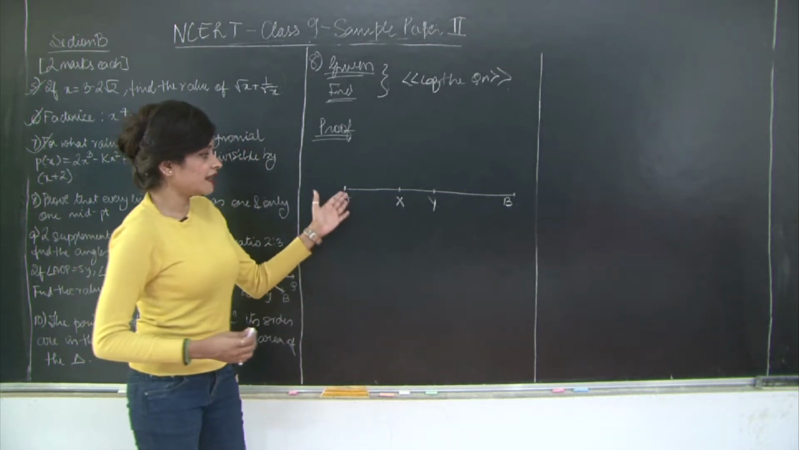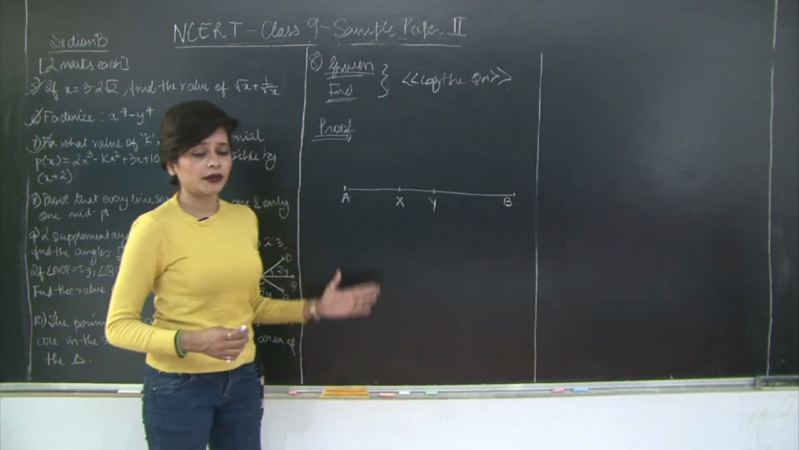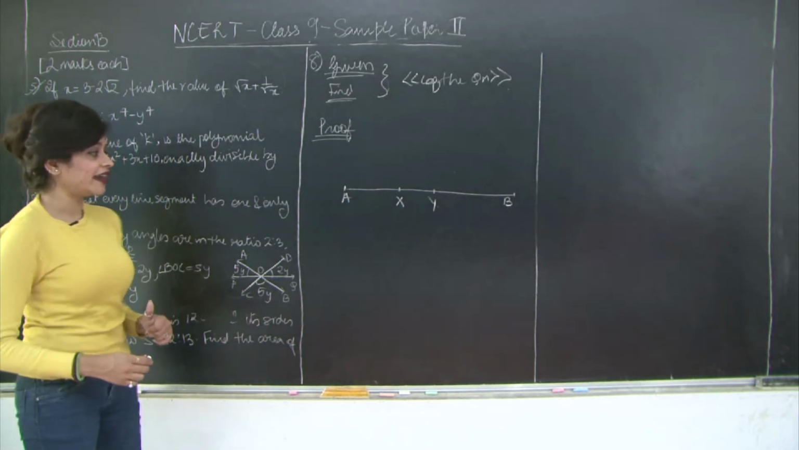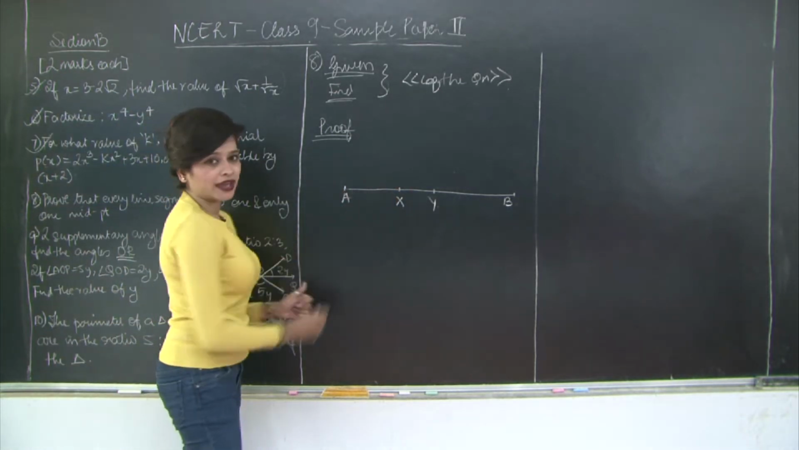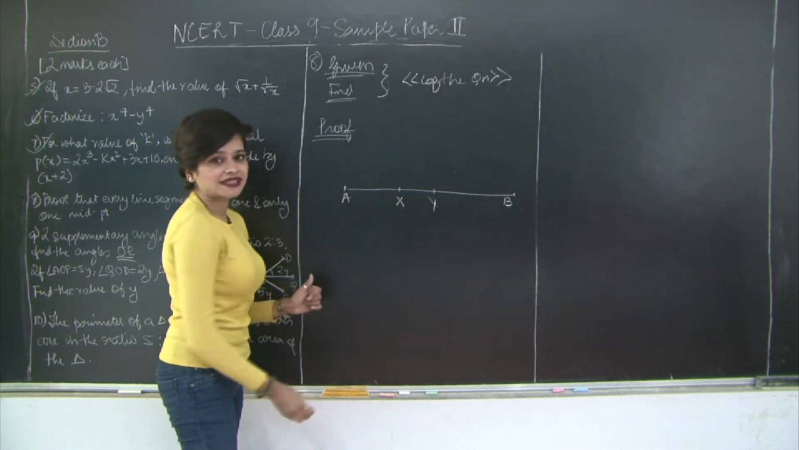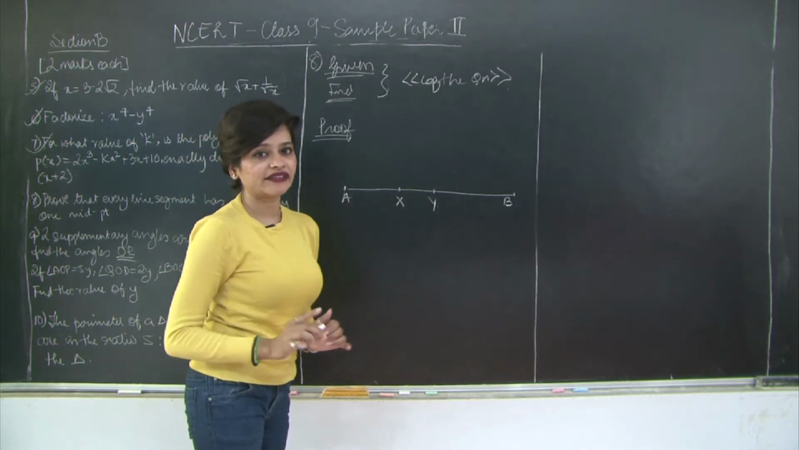So what do you get? That AX is equal to AB upon 2 and AY is also AB upon 2. This means what? That AX is equal to AY. So when AX is equal to AY, that means they are of the same length. That means X and Y coincide. That means there is just one single midpoint for any given line segment.